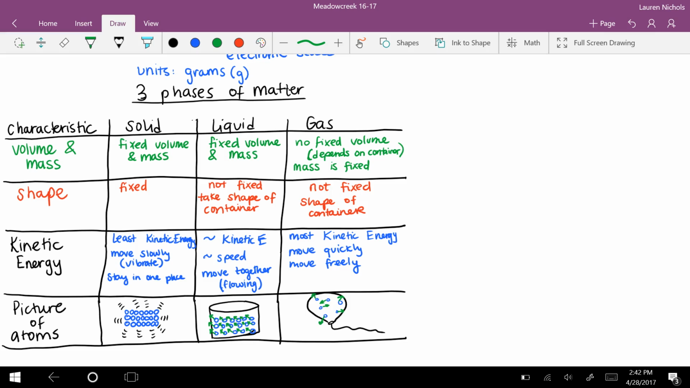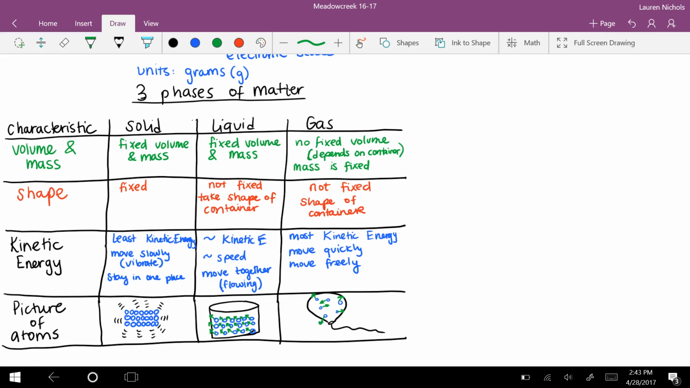Solids have a fixed volume and mass, a fixed shape. They move very slowly. They vibrate and stay in one place. Whereas the liquids, they have a fixed volume, okay, and mass, but their shape could change. They take on the shape of a container. They have kind of in the middle kinetic energy. They move at a medium speed, they flow, but they stay together.